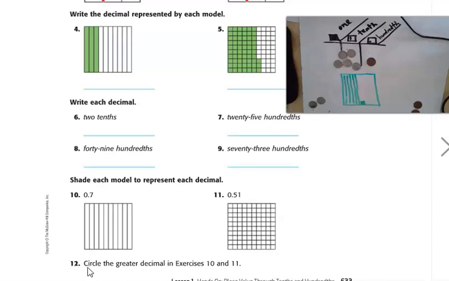Now to answer number 12, you're just going to circle which of these is greater.